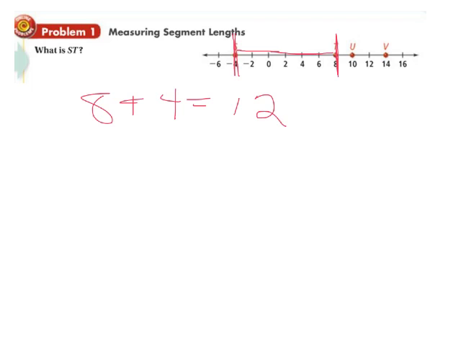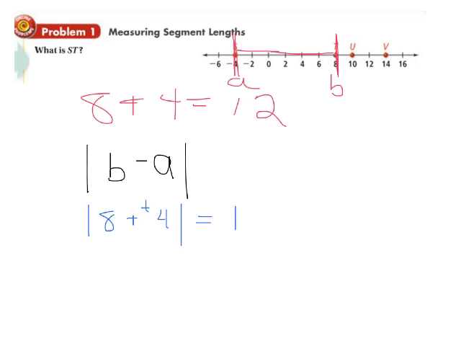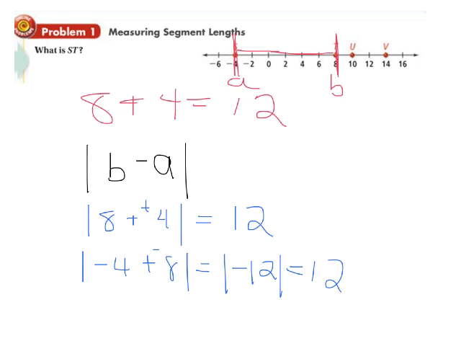If we want to use the distance formula, we say this is A and this is B, and our distance formula is B minus A. Or you could do A minus B. So what we have is the absolute value of 8 minus -4. Minus a negative makes a positive, and you end up with 12. It doesn't make a difference if you go the other way, because if we went -4 minus 8, we still get the absolute value of -12, which is 12. So it doesn't matter which way you go.